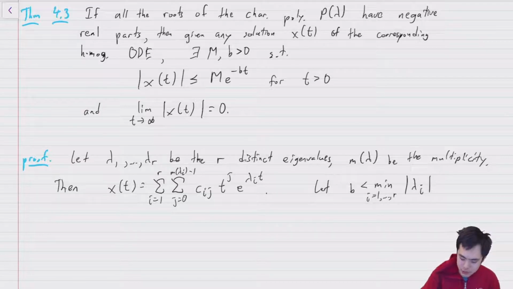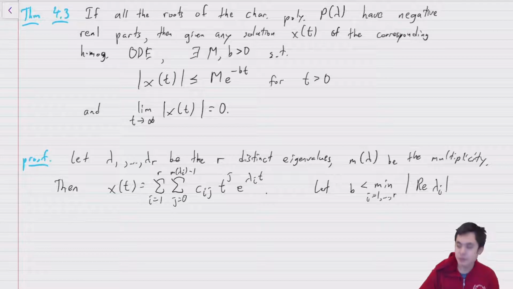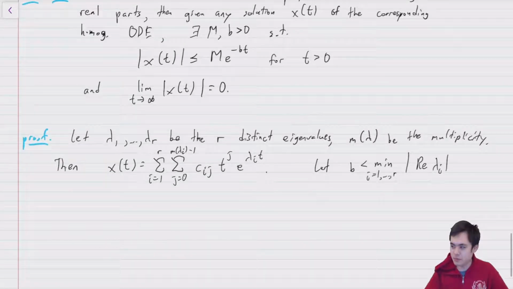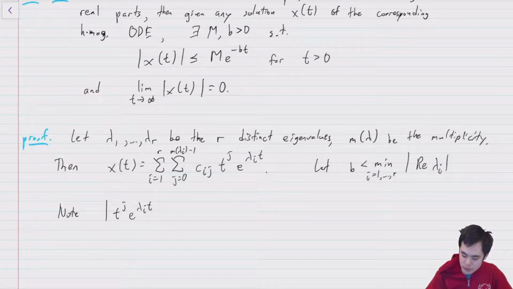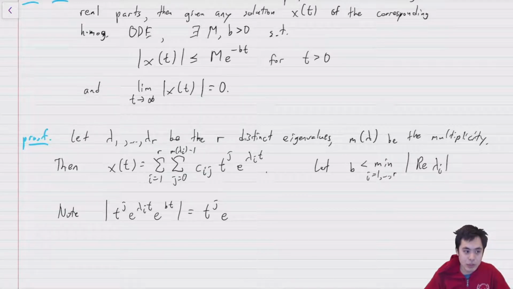Oh, actually, let me change this to the minimum of the absolute value of the real part of lambda I, which is actually a little bit important for our next derivation. So then what we want to do is note that the absolute value of t to the j e to the lambda I t e to the bt, and the bt here comes from over here, and we're moving it onto the left-hand side just because it's a little bit easier to reason about it there. So this is equal to t to the j e to the real part of lambda I plus b times t.